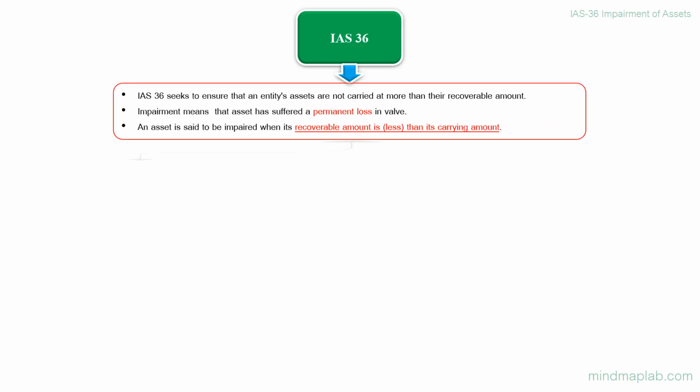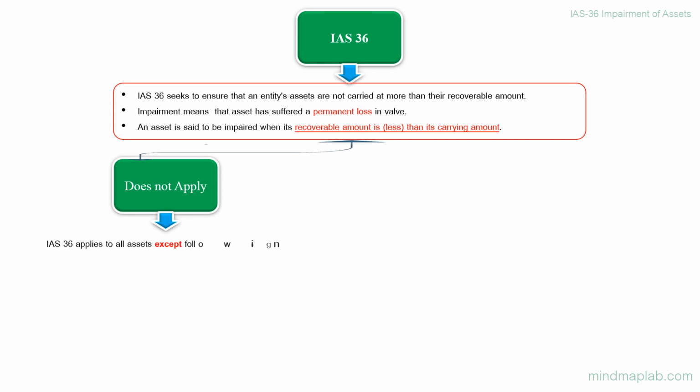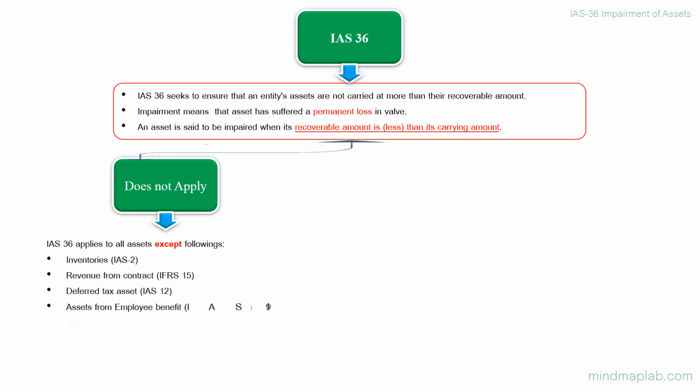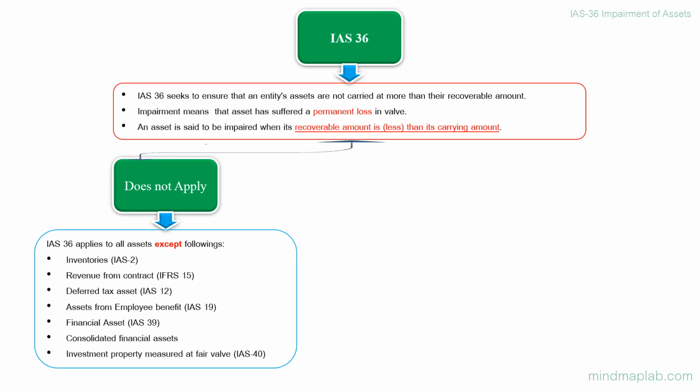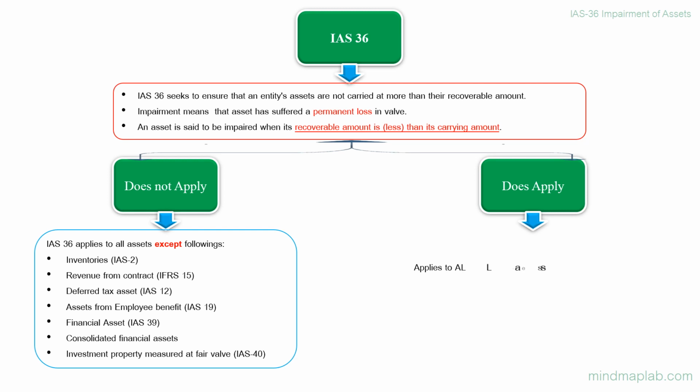IAS 36 does not apply. IAS 36 applies to all assets except the following: inventories, revenue from contracts, deferred tax assets, assets from employee benefits, financial assets, consolidated financial assets, investment property measured at fair value. Whereas IAS 36 does apply to all assets including financial assets classified as subsidiaries, associates, joint ventures.